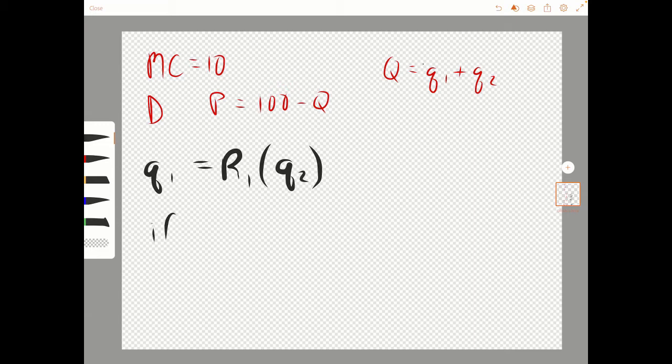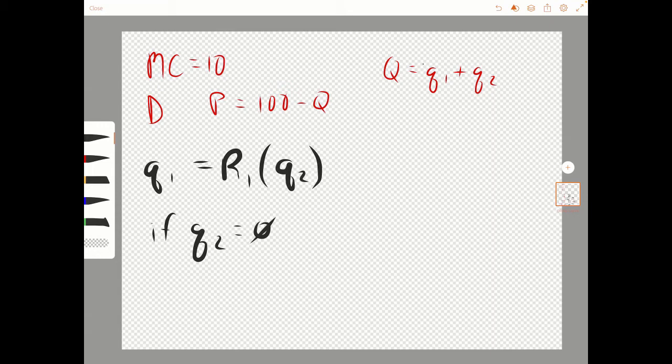So if Q2 equals 0, then that means I'm going to act like a monopolist. I'll just set marginal revenue equal to marginal cost, and I'll solve. There won't be any demand for your firm's production because, well, you're not producing anything.